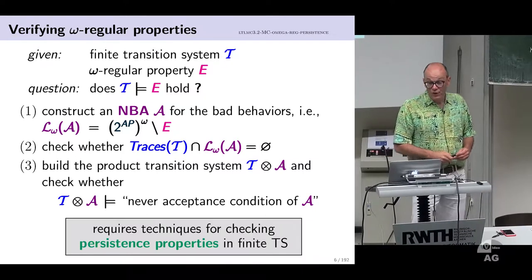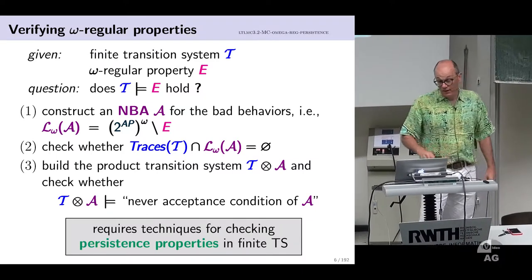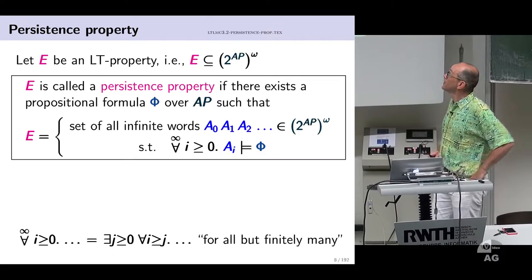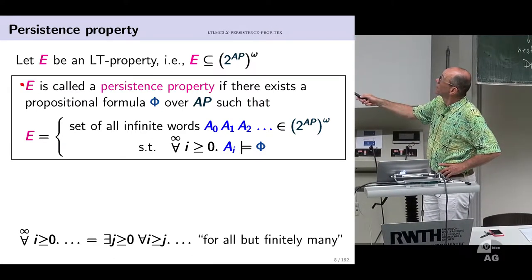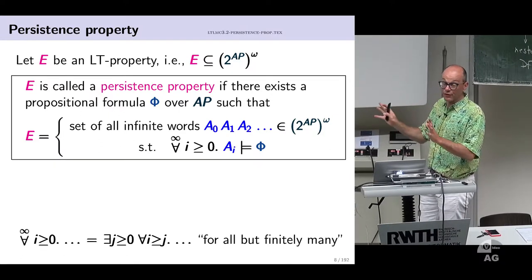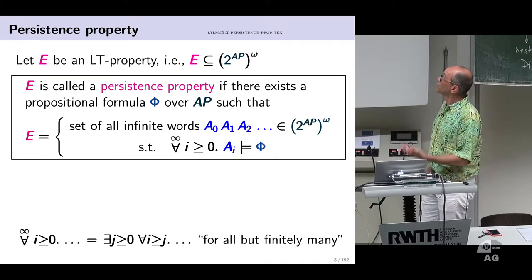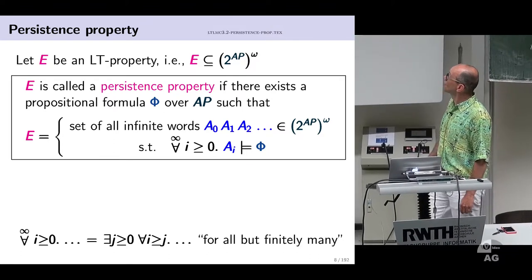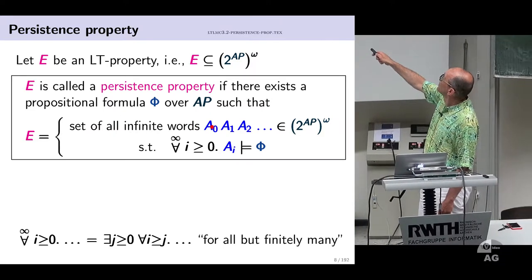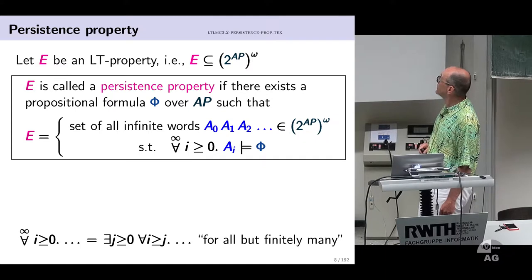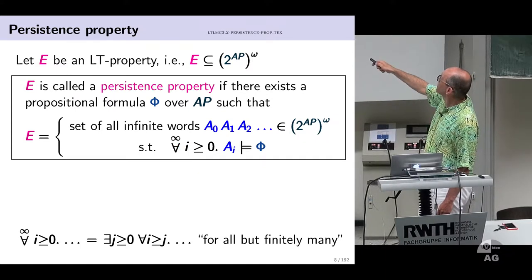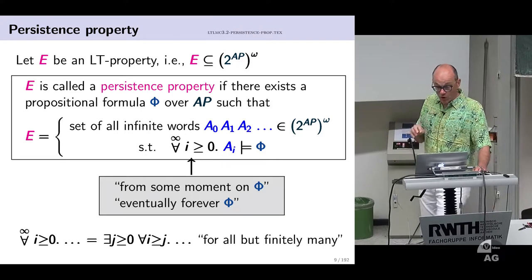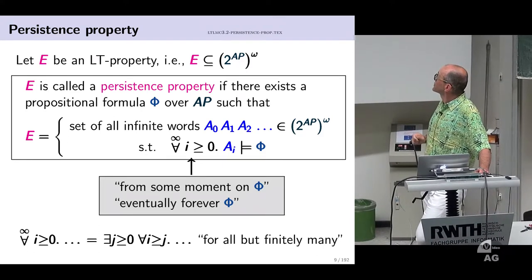The first thing is that this requires an algorithm to check these kinds of properties, and that's what we call persistence properties. So what is a persistence property? A persistence property is defined as follows. I take E as a set of infinite traces. As before, this is an LT property. We call this property persistence if, for some propositional logical formula phi over the set of atomic propositions, it holds that E is the set of all infinite words over those sets of atomic propositions such that for all but finitely many times you satisfy phi. Good. So from some moment on, phi, or eventually forever phi. That's actually what it means.